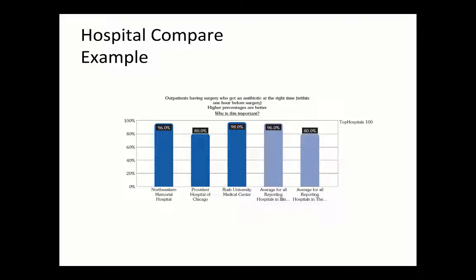You can see that the Provident Hospital has the lowest rate, which is equal to the national rate. Also, Rush University has the highest rate, which is greater than the national rate and the Illinois average. This suggests that Rush University Medical Center is outperforming the others in this comparison and doing better than the average hospital in Illinois.